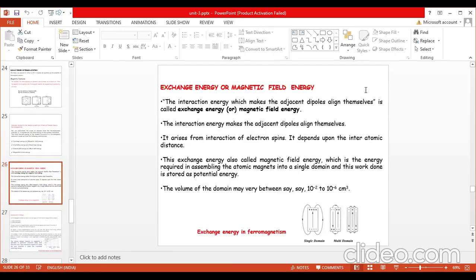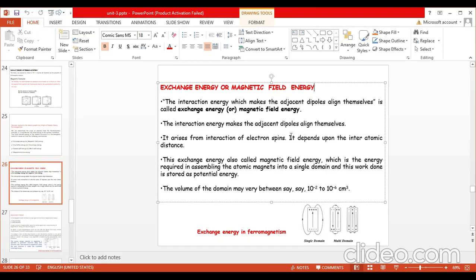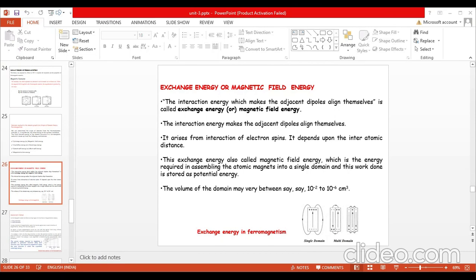First one is exchange energy or magnetic field energy. The interaction energy which makes adjacent dipoles align themselves is called exchange energy or magnetic field energy. It arises from the interaction of electron spins. It depends upon the interatomic distance.